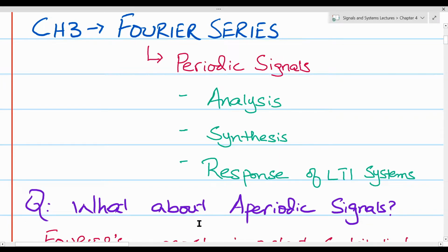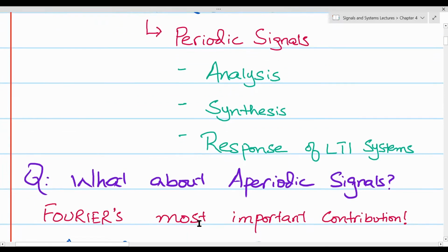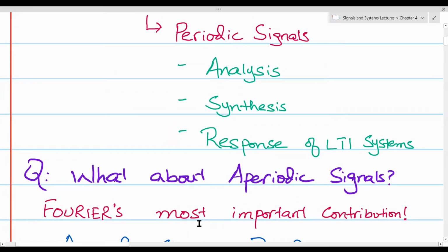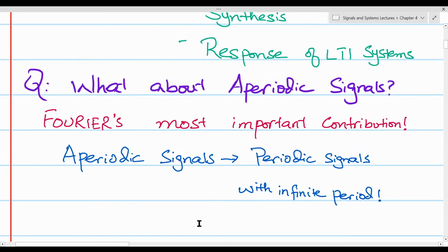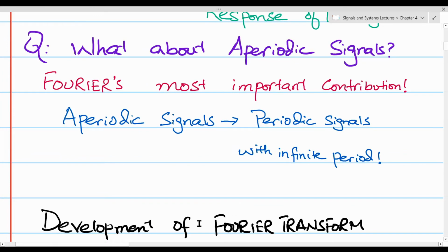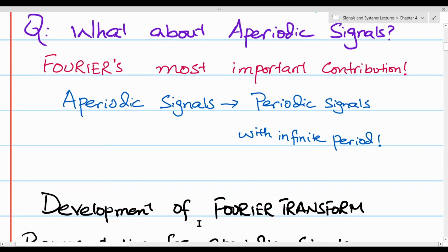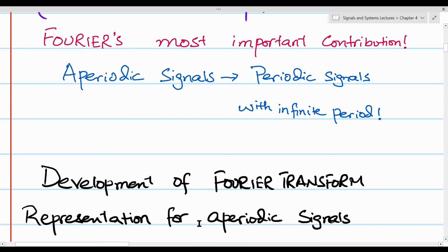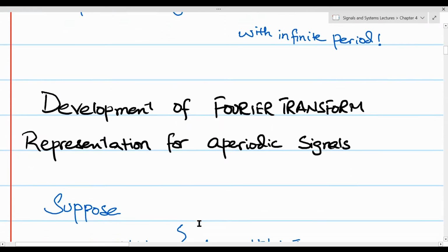What I'm going to tell you is probably Fourier's most important contribution. He thought of aperiodic signals as periodic signals with infinite period. We'll see that with an example just up. With this thought process, we will develop the Fourier transform representation for aperiodic signals.